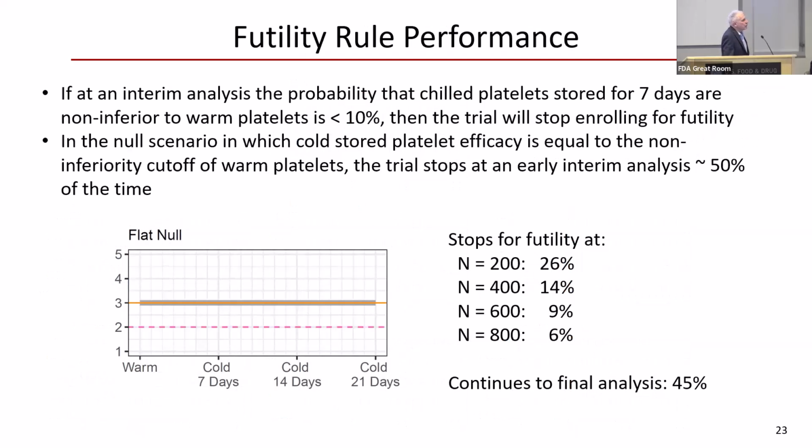The futility rule is based on this calculation of the posterior probability of non-inferiority at 7 days falling below 10%. And under the particular null hypothesis that's shown in the lower left, the futility rule stops the trial about half of the time.